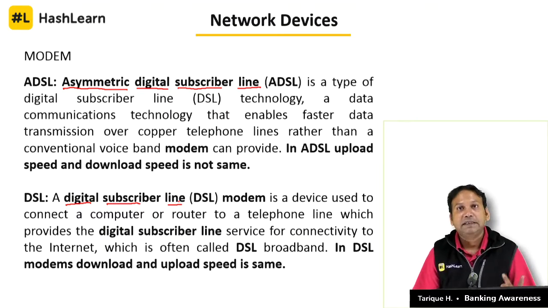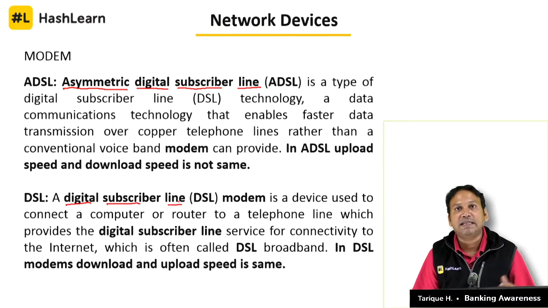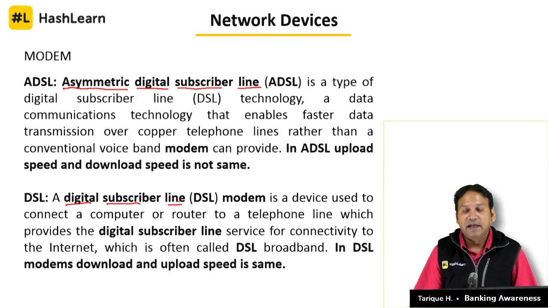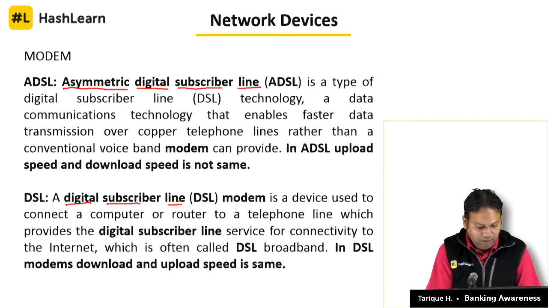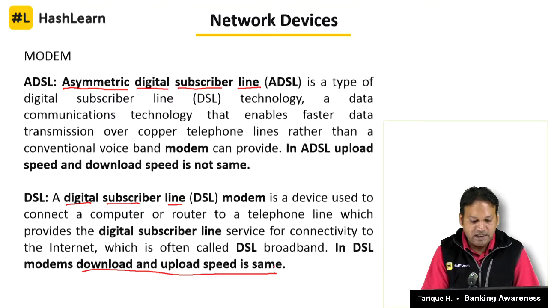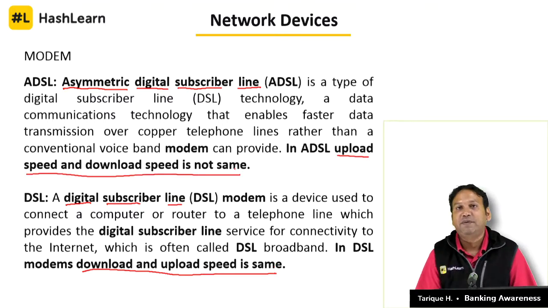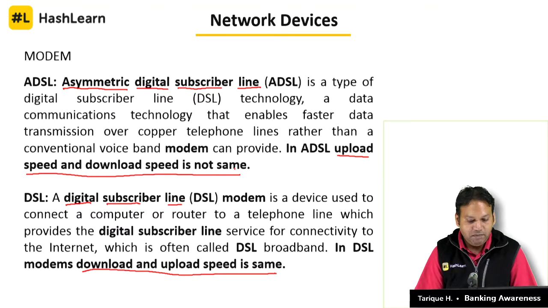So if you go and see the modem in your home computer, you will see that sometimes it's written ADSL, sometimes it's written DSL. So what is the meaning of these two? What is the difference between ADSL and DSL? Clear? So understand this. In a DSL, download and upload speed is the same, whereas in ADSL, the upload and download speed is not the same. That is the main difference between ADSL and DSL modems.